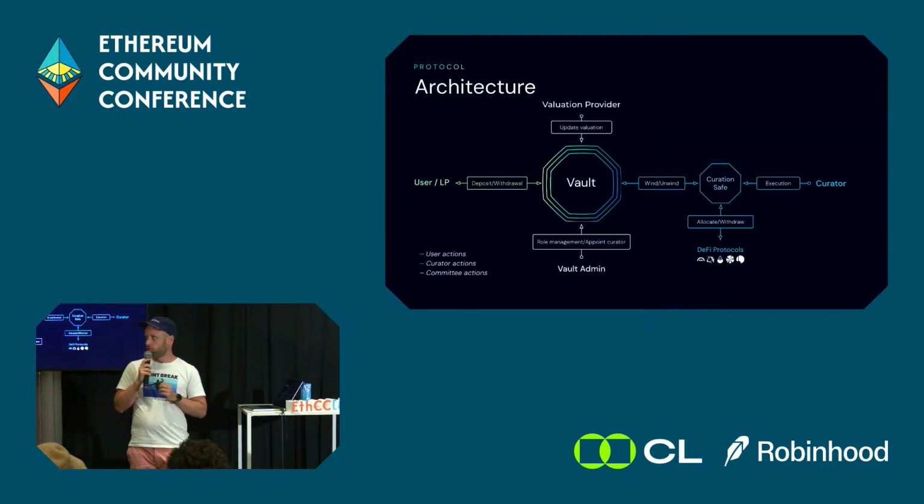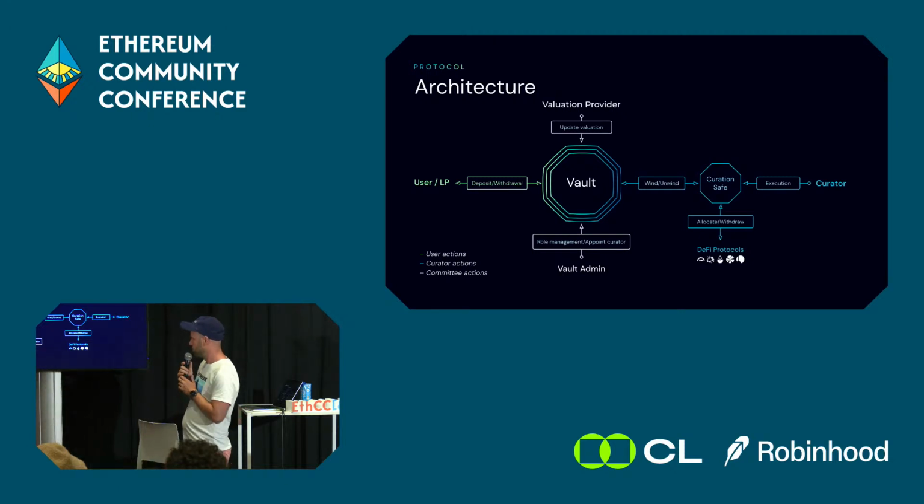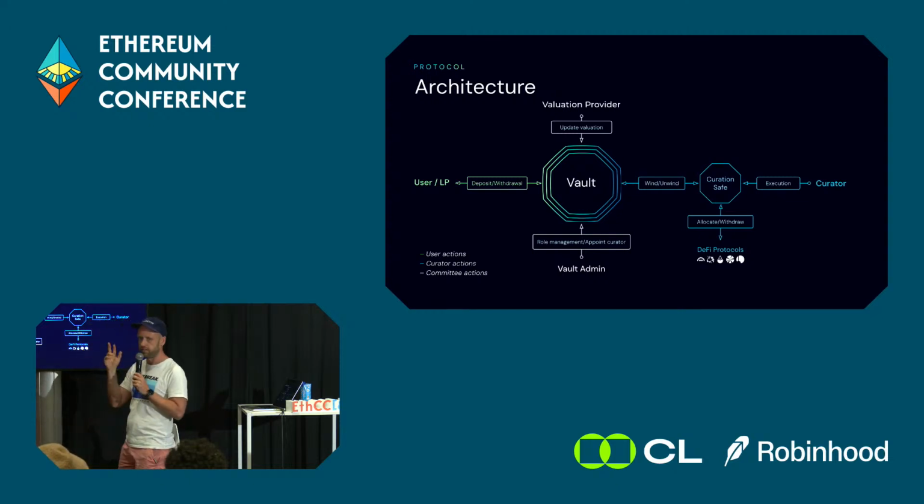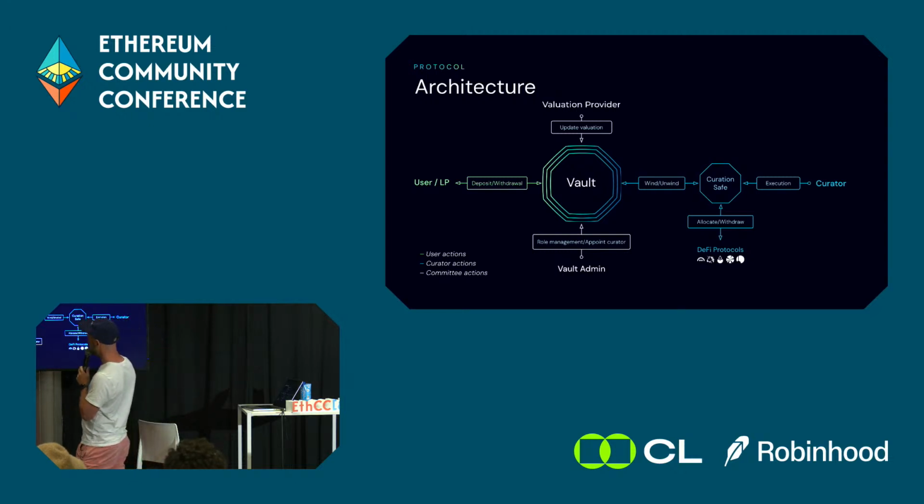If we look a little bit deeper at the architecture, we build the vault. Users deposit and withdraw, so they request deposit and request withdraw because it's asynchronous. There is an option for synchronous deposit, but it's for certain use cases. So you have to wait for a valuation from the valuation provider. Then the curation Safe, where the trading or the farming or the yield generation would happen, would have to do a settlement.